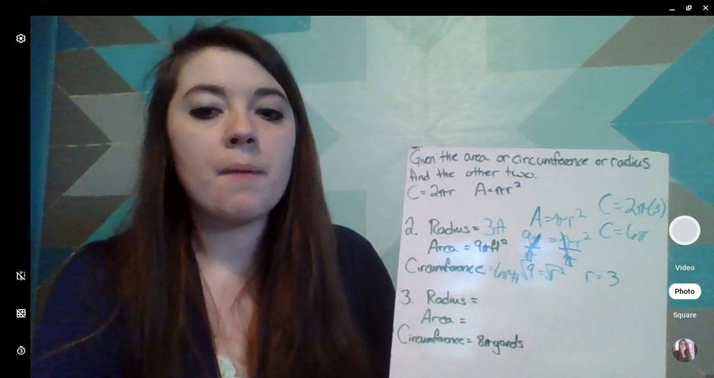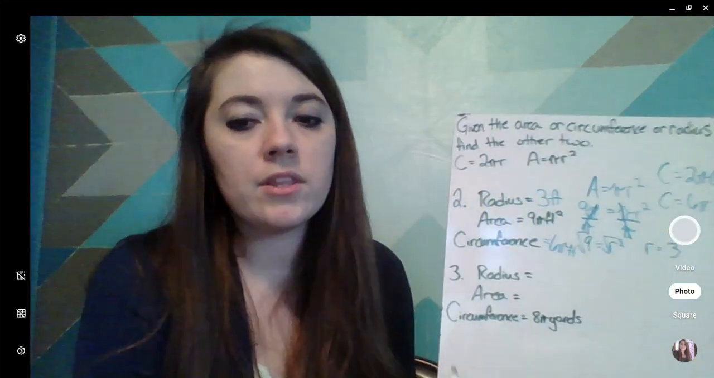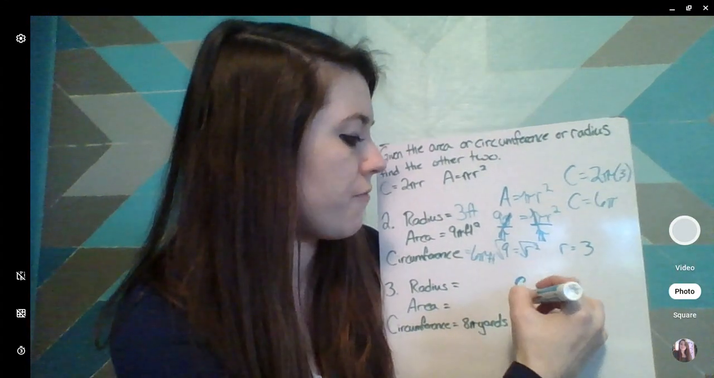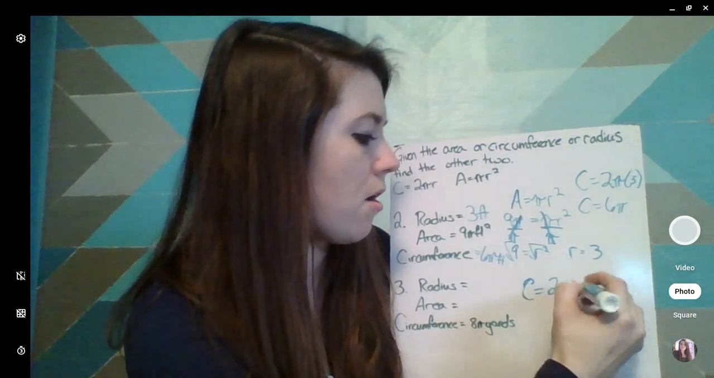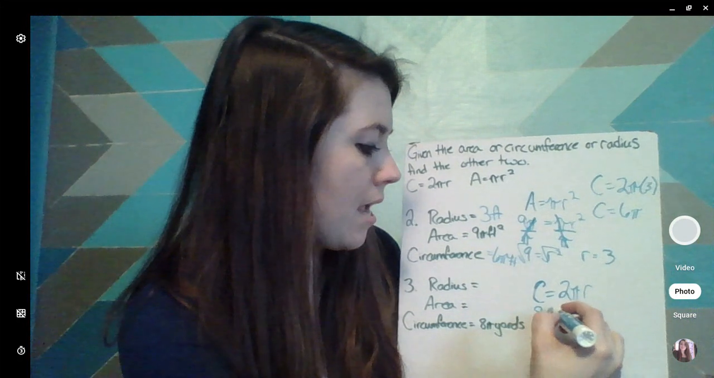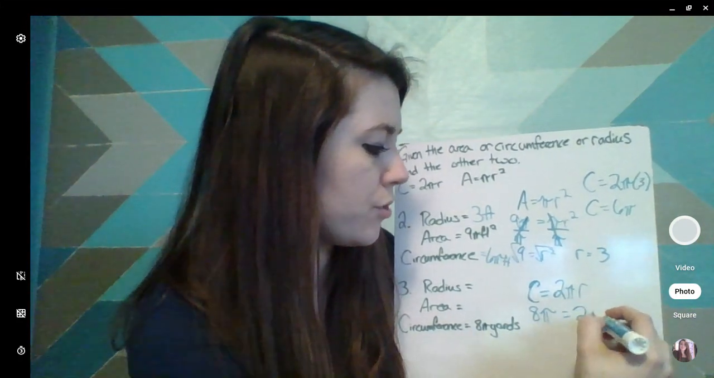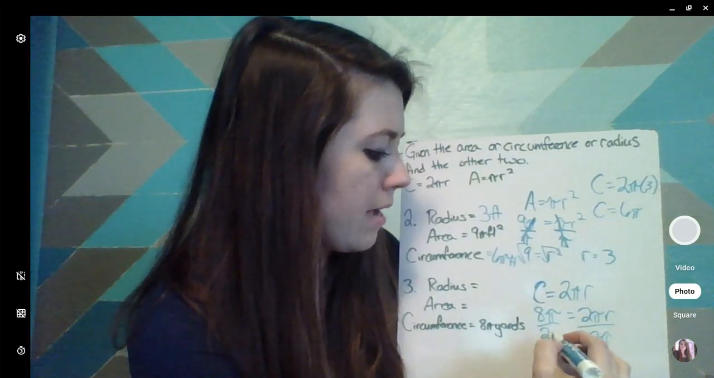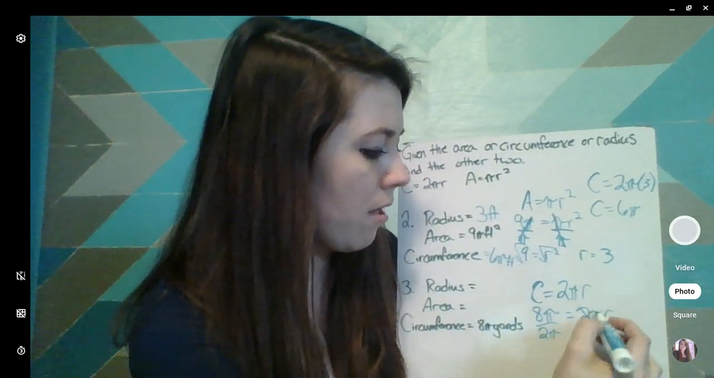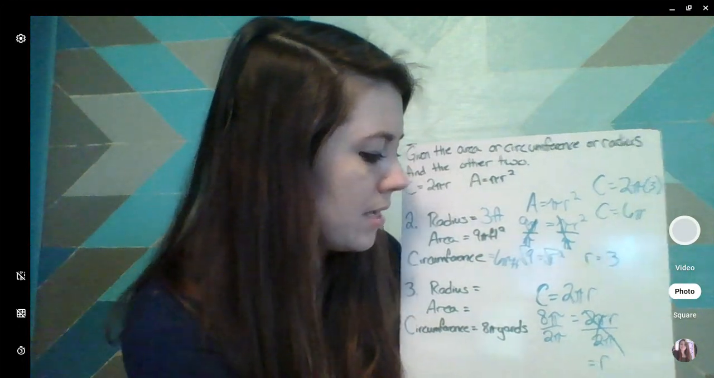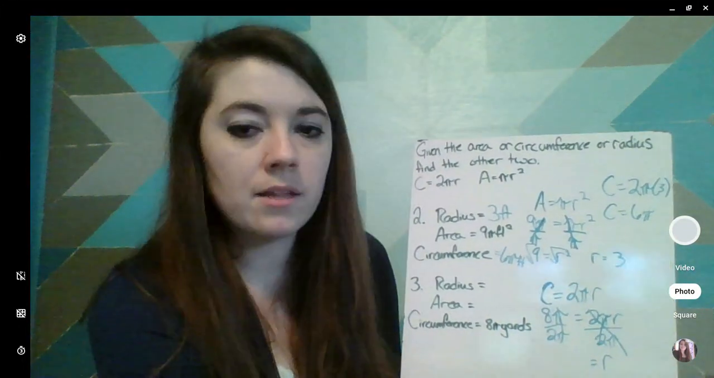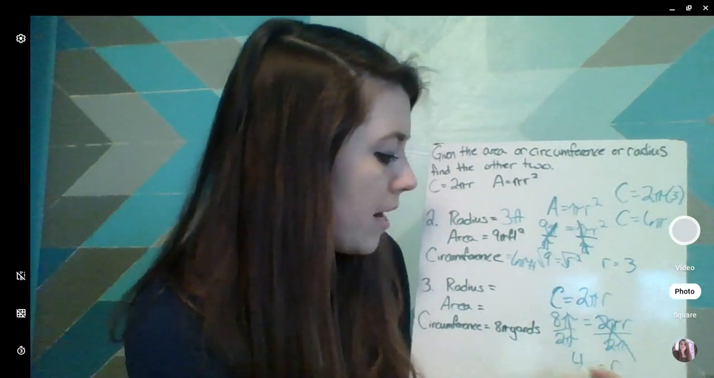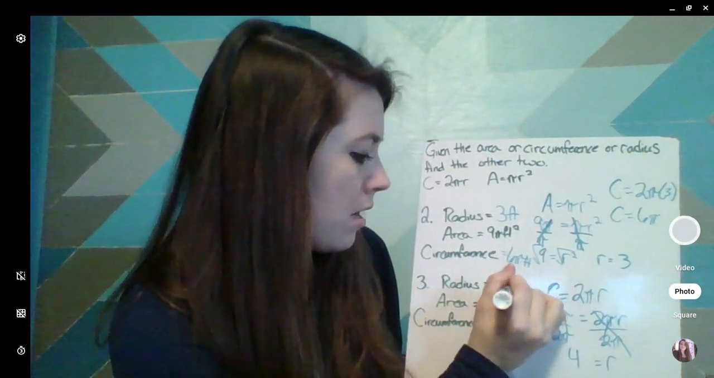All right, so for number 3, we are given the circumference. It's 8 pi yards, and we need to find the area and the radius. So circumference equals 2 pi r. Our circumference was 8 pi, so we have 8 pi equals 2 pi r. Now we can divide both sides by 2 pi. So that all cancels out. We're left with the radius equals... the pi's cancel, and then 8 divided by 2 is 4. So our radius is 4 yards.